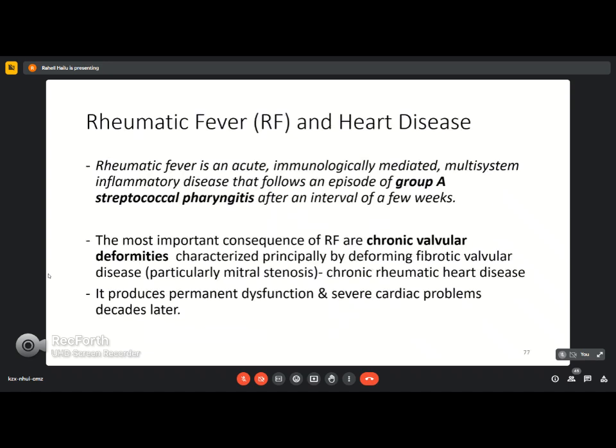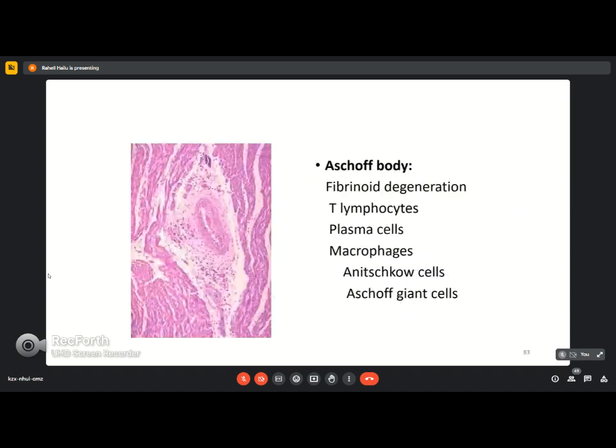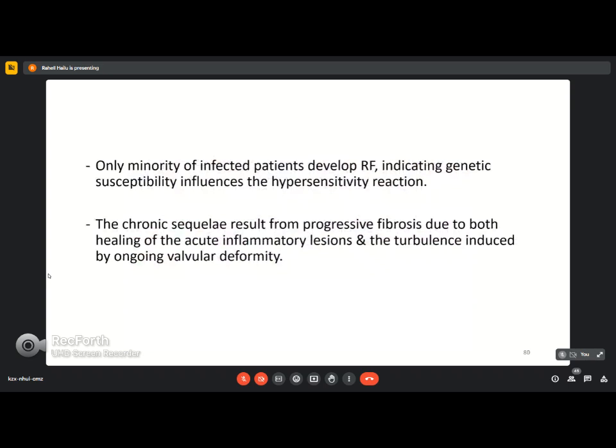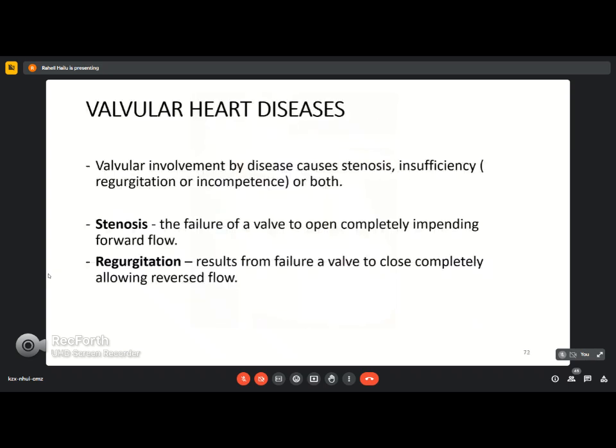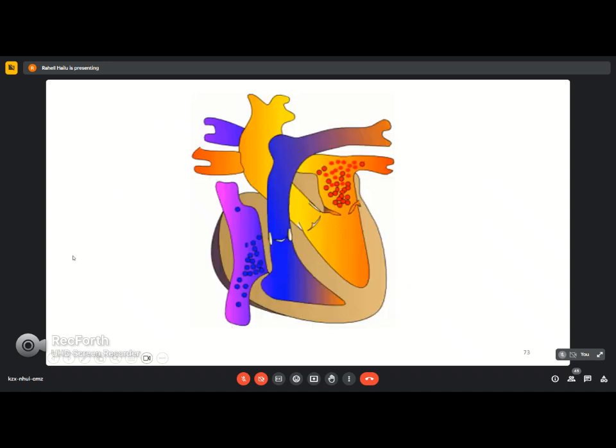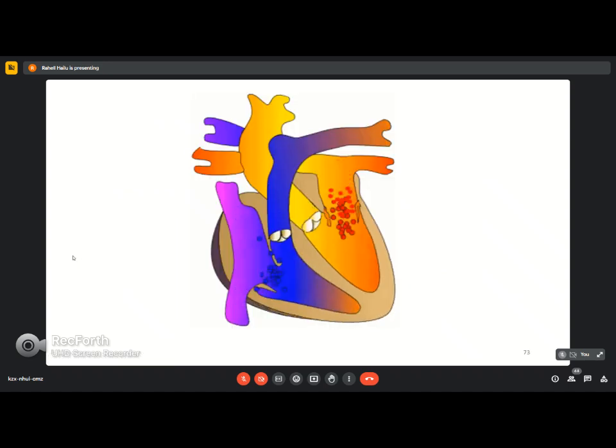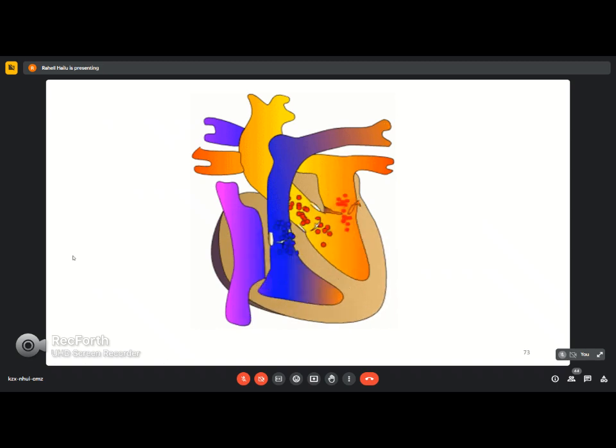Okay, so the next ones which I will try to see shortly are valvular heart diseases. So the valvular heart diseases are mainly two pathologies. There is a stenosis, failure to open, and regurgitation, which is failure to close.